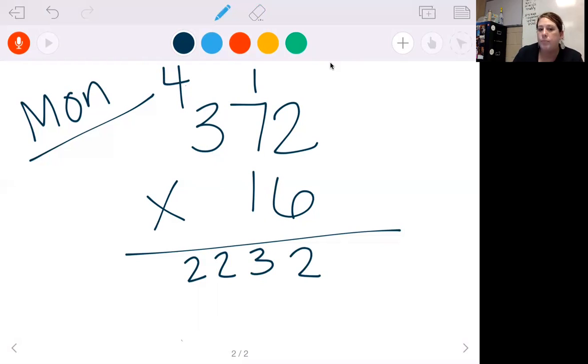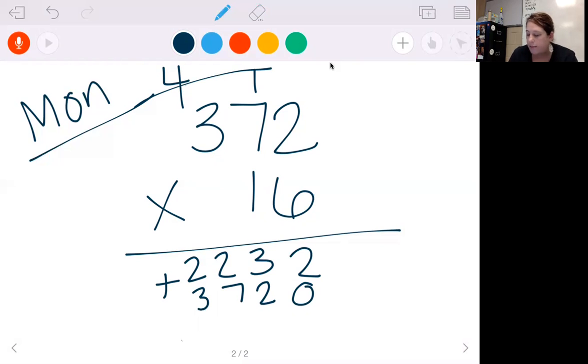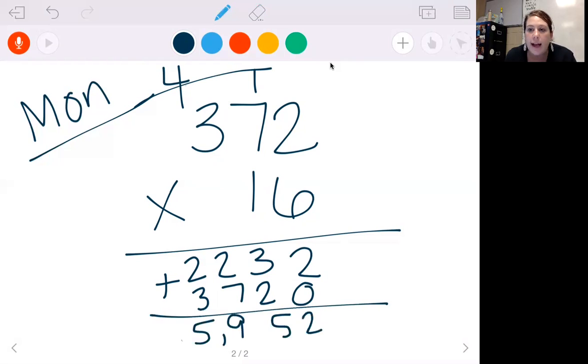Then I have my 1. 1 times 2 is 2. 1 times 7 is 7. And 1 times 3 is 3. Then I'm going to add them up. 2 plus 0 is 2. 3 plus 2 is 5. 7 plus 2 is 9. And 3 plus 2 is 5. So I get 5,952. And again, I'm sorry it's lagging. It's the internet, kind of slow.